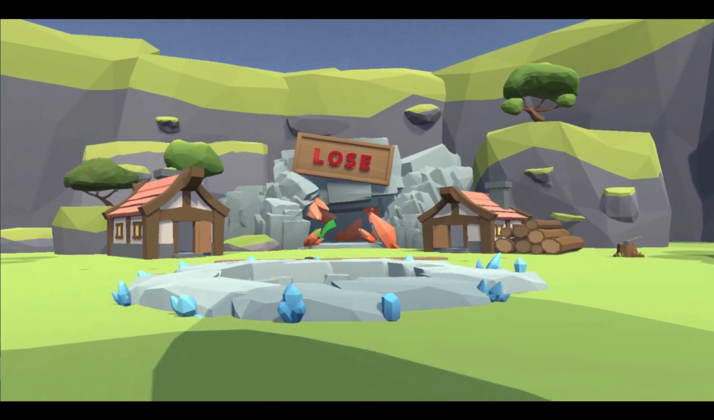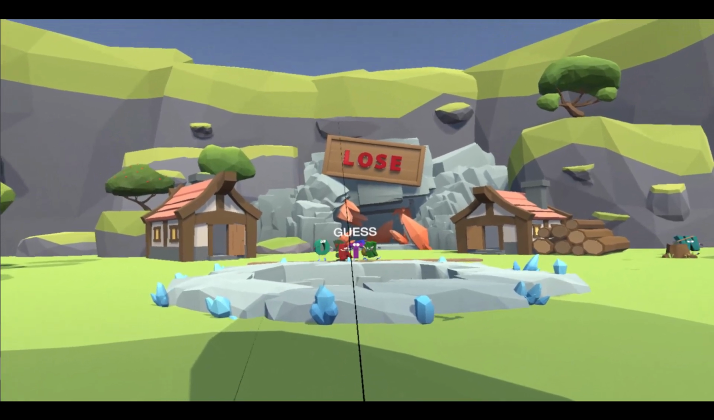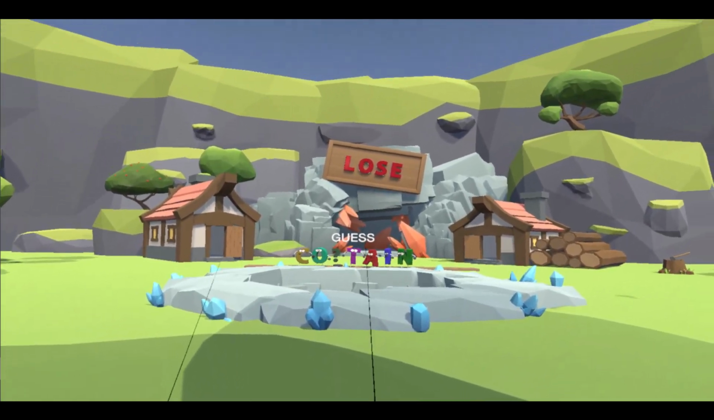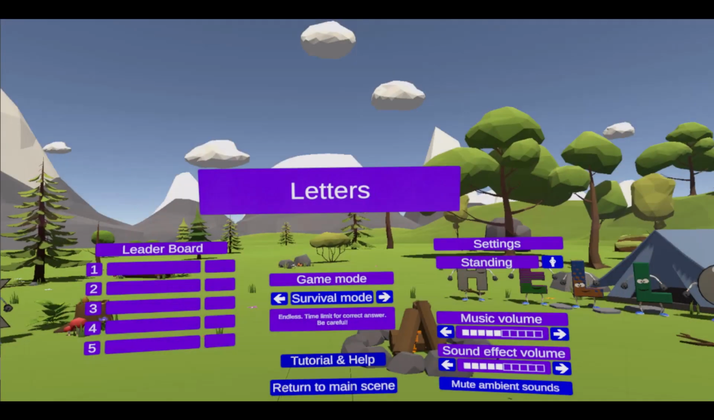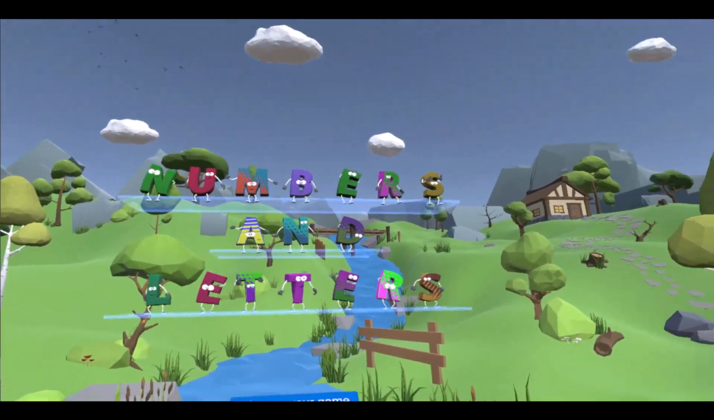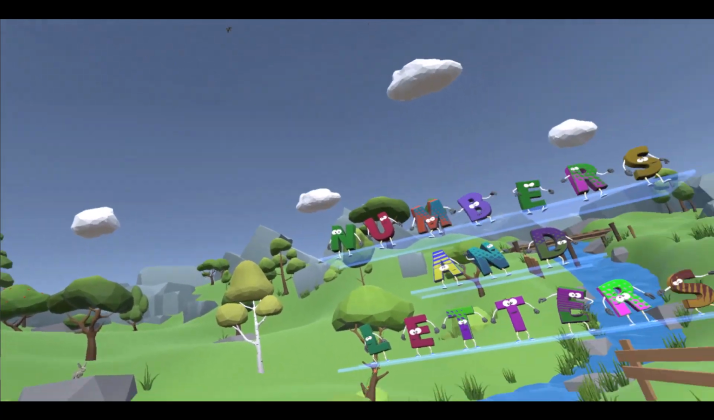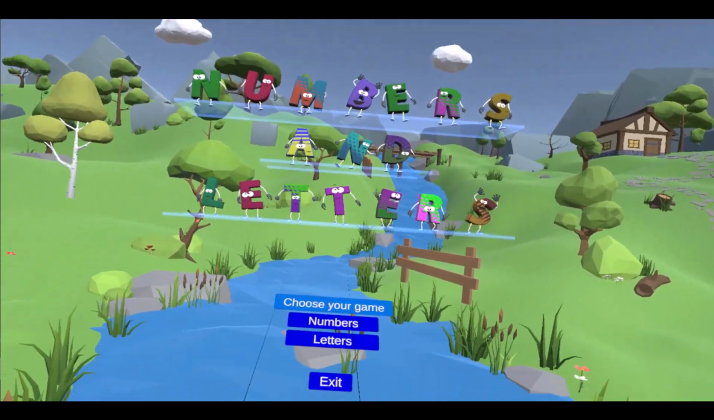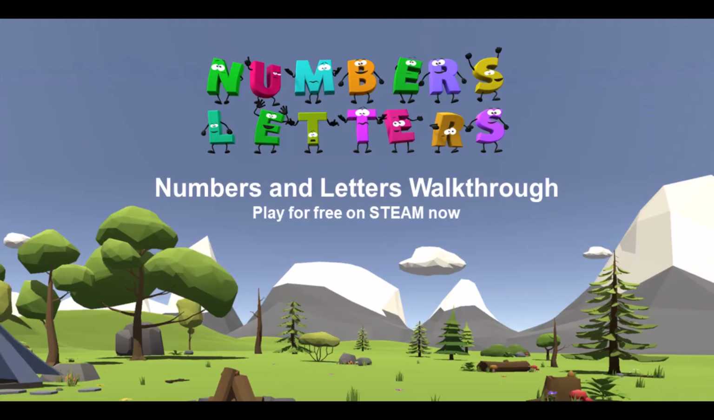And that's it. So again, just to finish up, you see I'm using predominantly my right hand. So it's a point and click, very simple control system. So let's go back to the main mode here, and then back to the main scene. So this is numbers and letters, and as I said, by the time you watch this, hopefully it should be available for free on Steam, and we have a lot more numbers and levels planned. Okay, thank you.